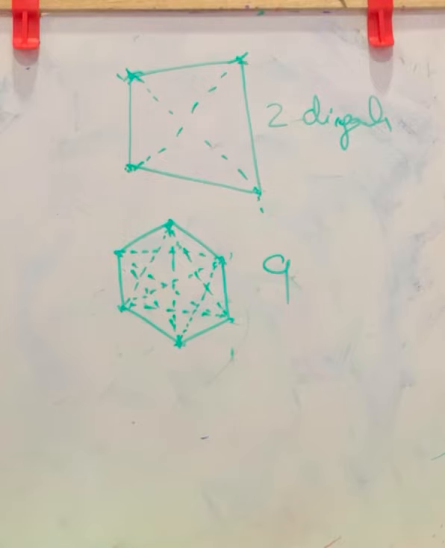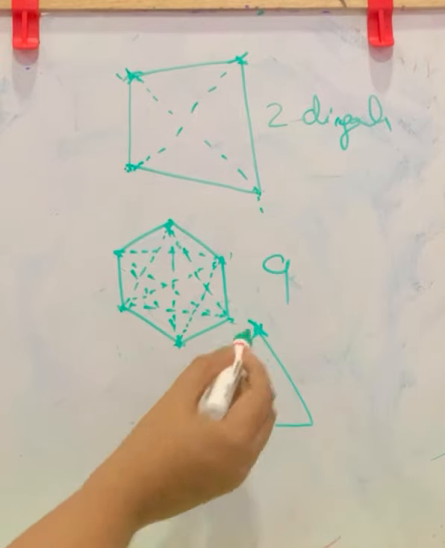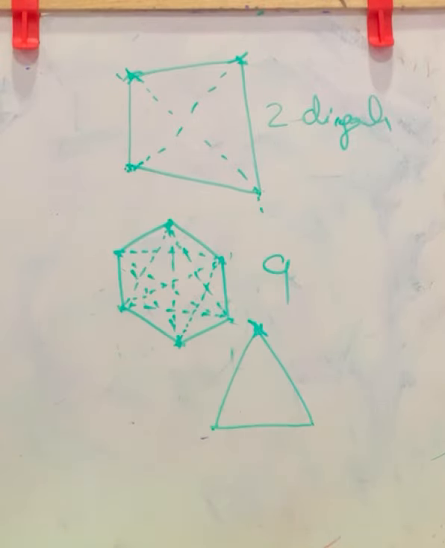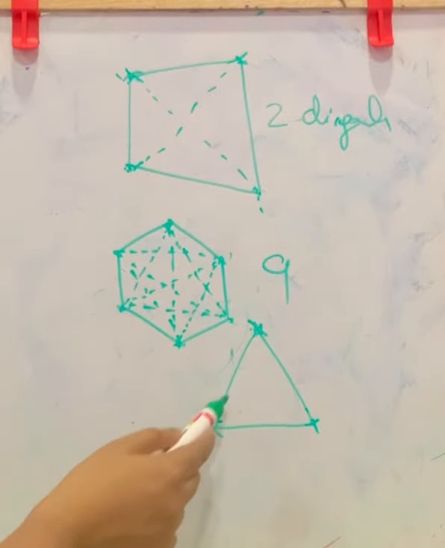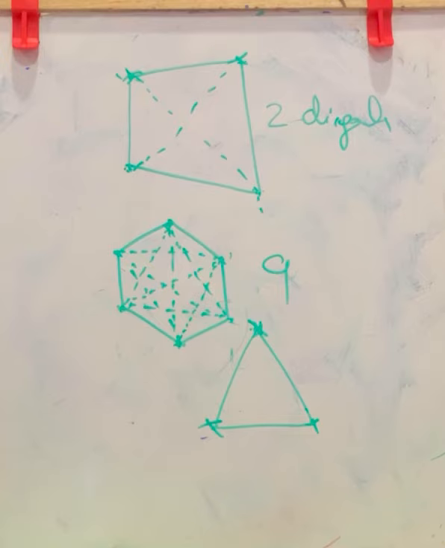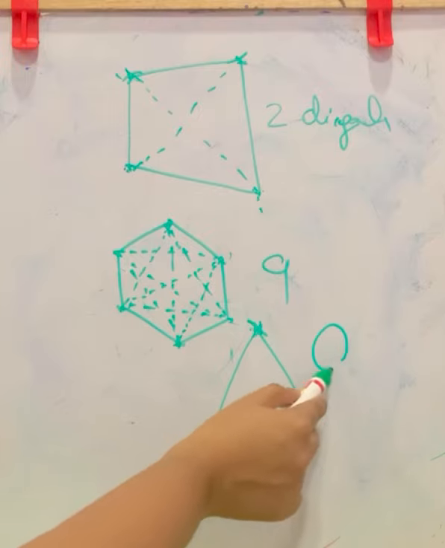Next, a triangle. The triangle is this. Considering this point, these two are consecutive points, so you can't draw a diagonal. Now considering this point, these two are consecutive points, so you can't draw a diagonal. Now this point, we have these 2 points as consecutive points, so we can't draw a diagonal. So in a triangle, we have no diagonals. So the number of diagonals in a triangle is 0.